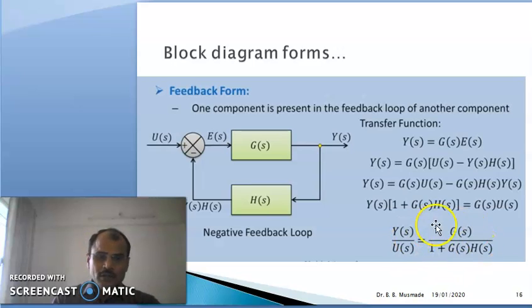Now let us summarize, or let us understand how we got this transfer function. This transfer function equals the plant transfer function upon 1 plus, in case of negative feedback this sign is plus, the plant transfer function into the feedback transfer function. So I hope this is clear to you. If the sign is positive, or the loop is under positive feedback, then the situation is different, which we will discuss later.